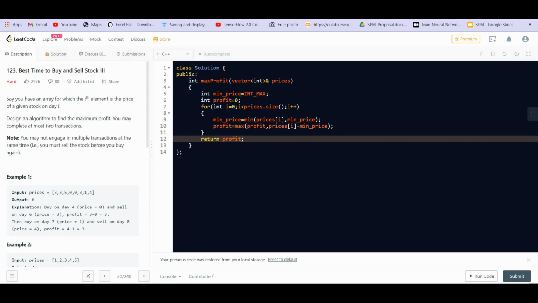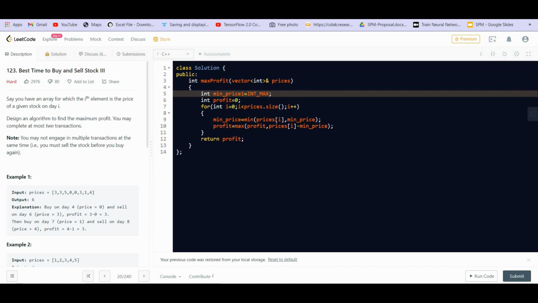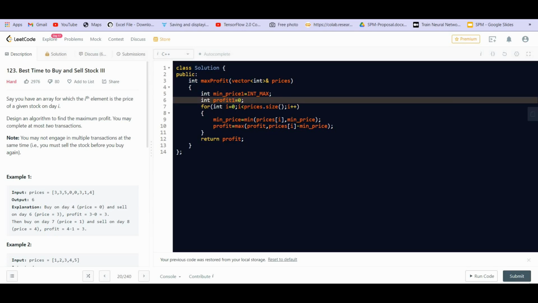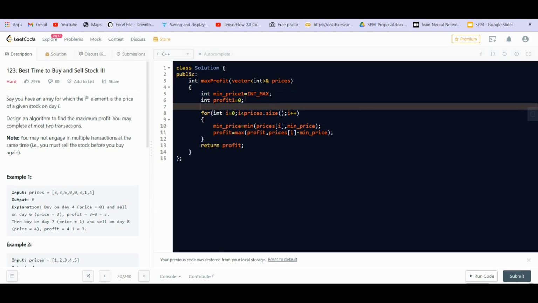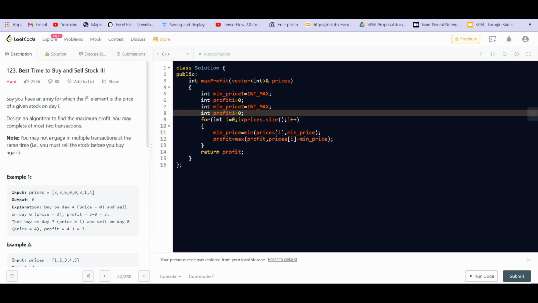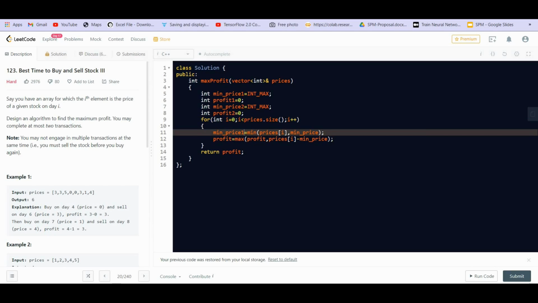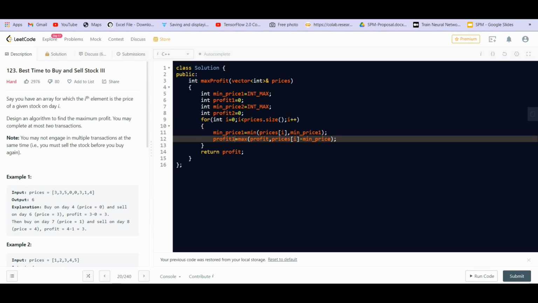So this is minimum price. Let us say minimum price 1, it is int max. This is profit 1, the first profit is 0. Then we are going to have another two variables: minimum price 2, which is going to be int max, and profit 2, which is going to be 0. Now, minimum price 1 is the minimum of the current price and the minimum price 1. This is fine. Profit 1 is the maximum of profit 1 and price of i minus minimum price 1.